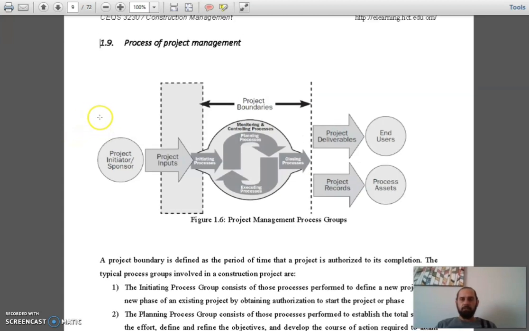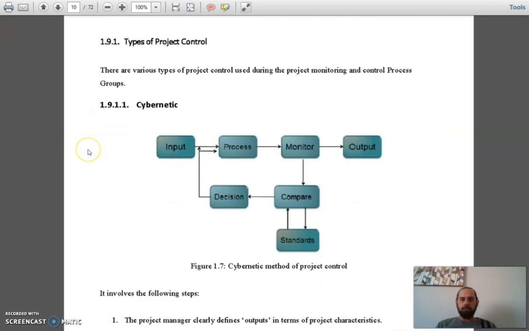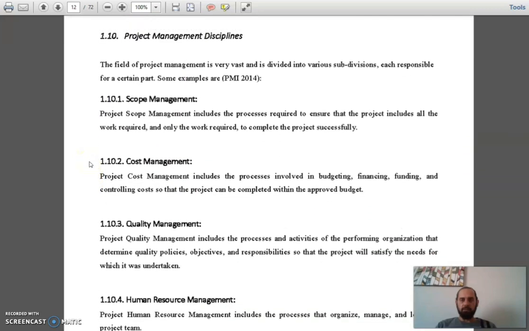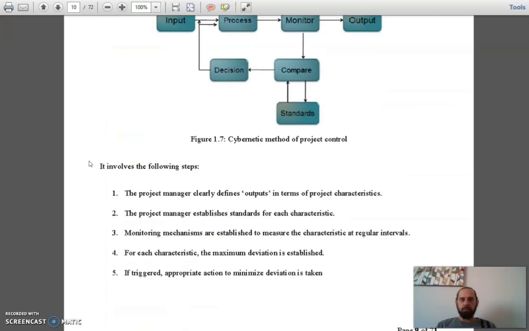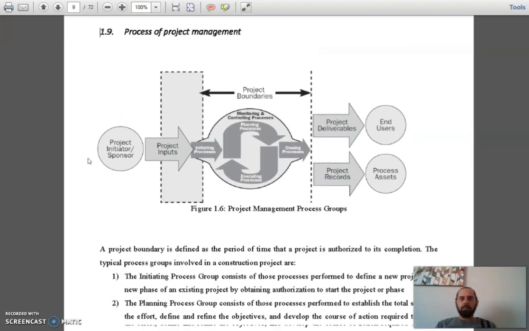So today's class we will talk about the process of project management. Okay, so we will take the different processes that we have in project management and also project management disciplines, or sometimes they call it the project management knowledge areas. Okay, so project management, process of project management. We have this figure here, project management process groups.